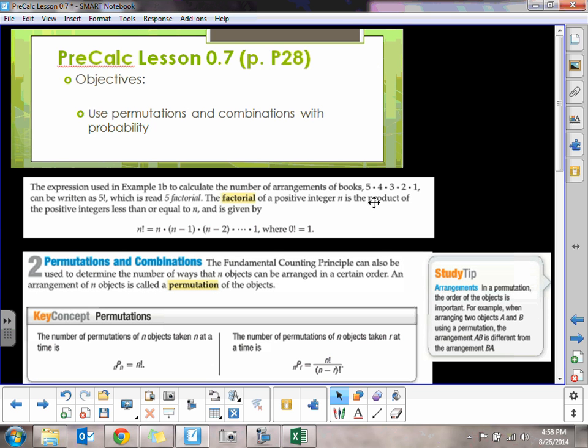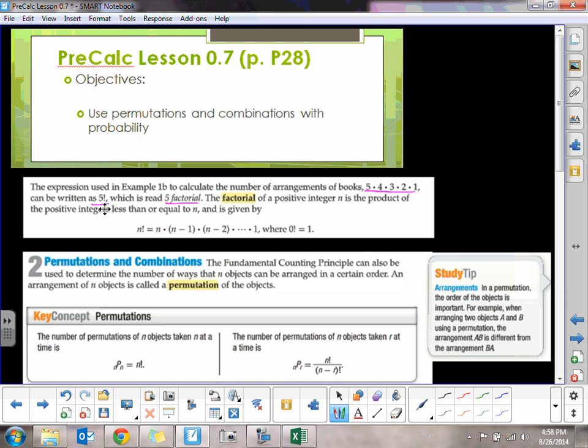When we see an expression written like this, there's a shorthand way of writing that product. It's written as 5 exclamation point. That exclamation point is read 5 factorial. 5 factorial represents this concept here.